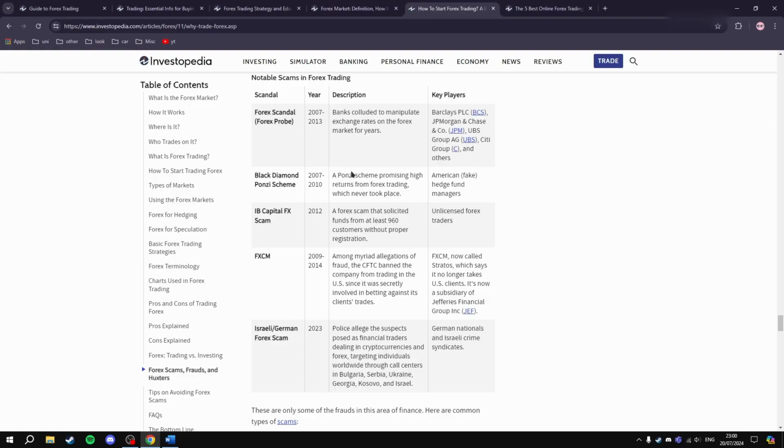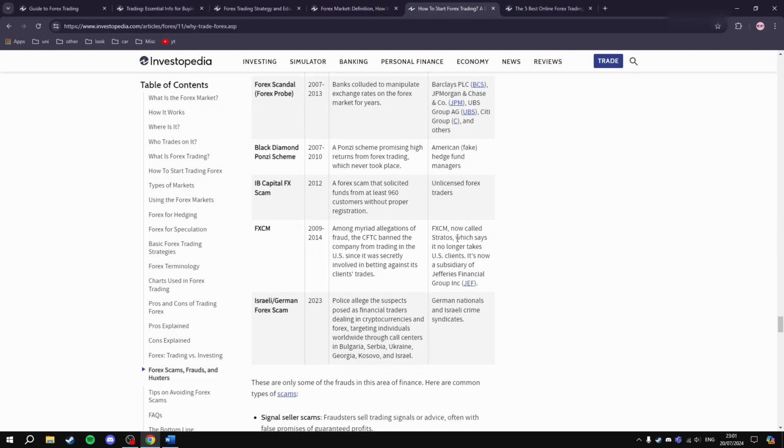FXCM, 2009-2014. Among myriad allegations of fraud, the CFTC banned the company from trading in the US since it was secretly involved in betting against its clients' trades. FXCM, now called Stratos, which says it no longer takes US clients, is now a subsidiary of Jefferies Financial Group Inc. FXCM, I think I've heard of that before actually.